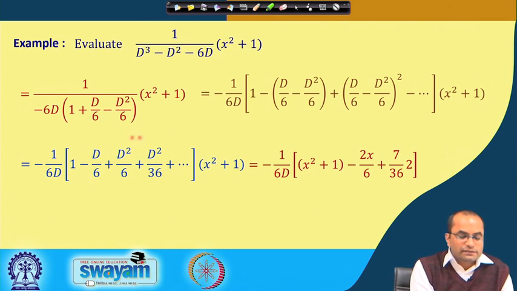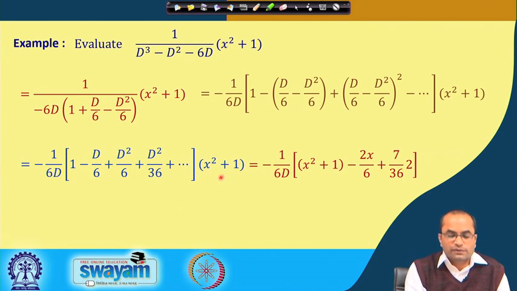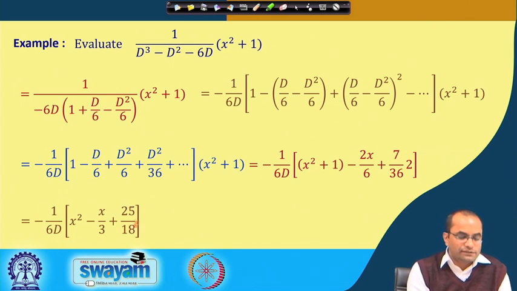Now we can apply this differential operator on this x square plus 1. Here the 1 with this x square plus 1 will be as it is when we apply on D. So we have 1 by 6 and D of this x square plus 1, the derivative of which will be 2x there, and then we can add these two. Here we will have 7 by 36 D square, and when we operate on this we will get 2 there. Now we can simplify this. We have this result: 1 over 6D times x square minus x by 3 plus 25 by 18.